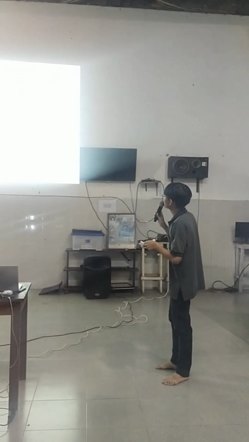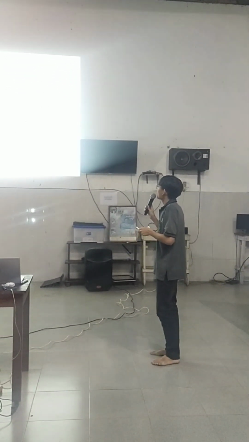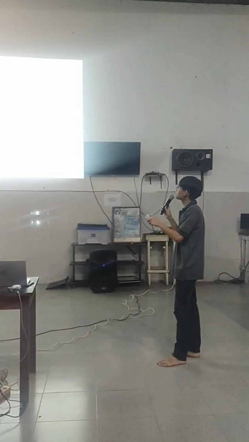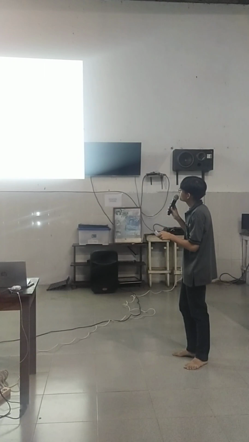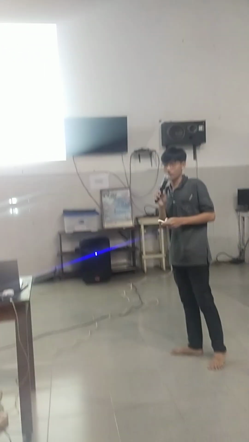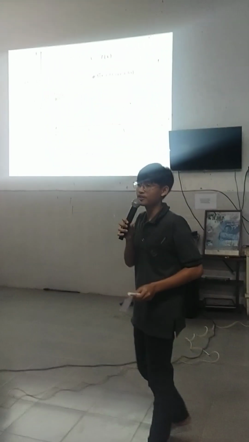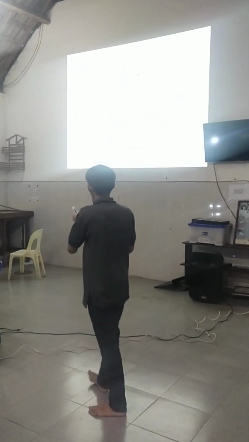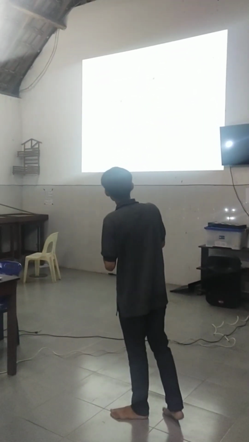Look at this curve. When we create a line along the two points, we call this the gradient, or we say declivity. In Indonesian it means kemiringan. The declivity of two points in the curve.